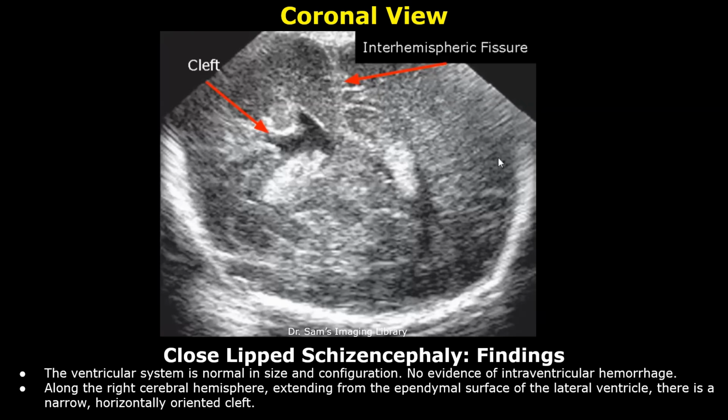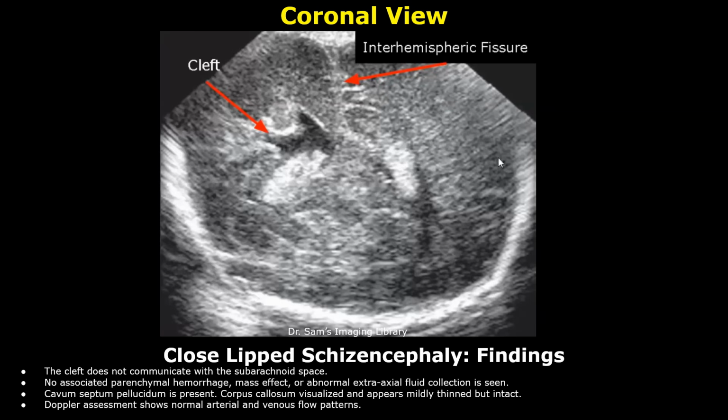Along the right cerebral hemisphere, extending from the ependymal surface of the lateral ventricle, there is a narrow, horizontally oriented cleft. The cleft does not communicate with the subarachnoid space. No associated parenchymal hemorrhage, mass effect, or abnormal extraaxial fluid collection is seen. Cavum septum pellucidum is present. Corpus callosum visualized and appears mildly thinned but intact. Doppler assessment shows normal arterial and venous flow patterns.